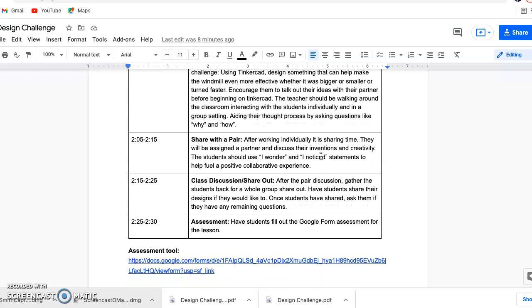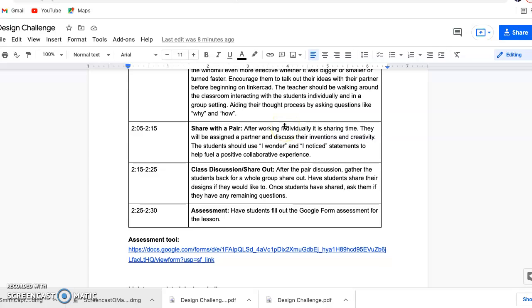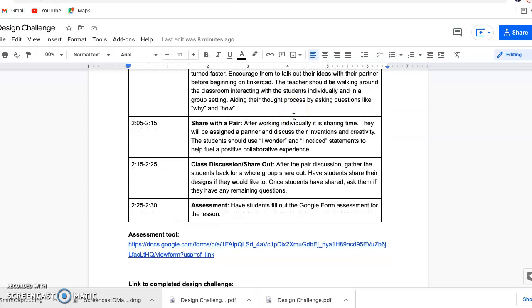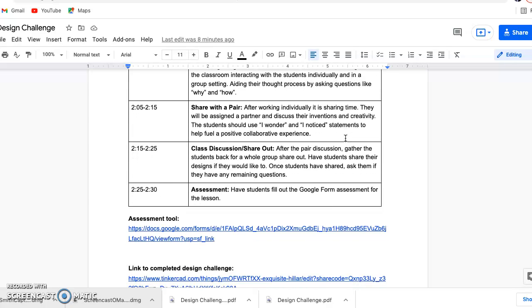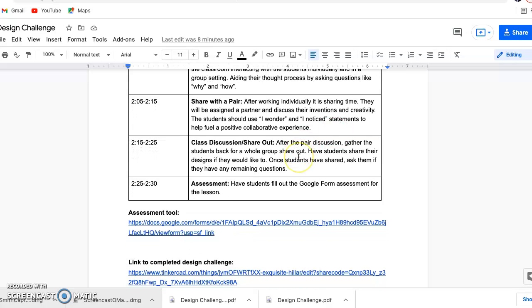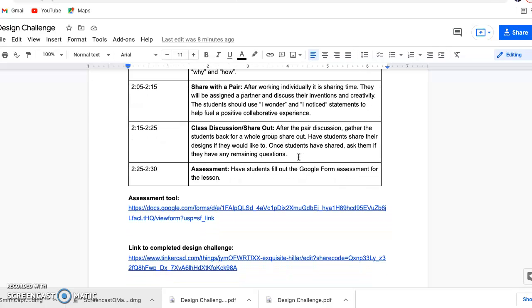Then the students, after creating their design on Tinkercad and me walking around helping them during that time, asking how and why to provoke their thoughts, they're going to share with a pair. So they're going to be working with a partner and discuss their inventions and creativity. They're going to use I wonder and I notice statements to help fuel a positive collaborative experience for them. Then we'll go into a class discussion.